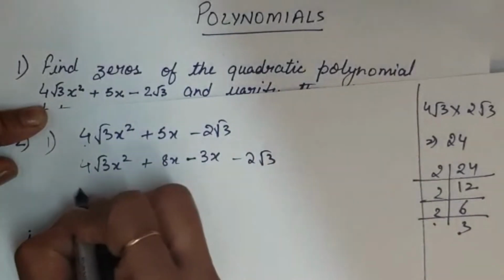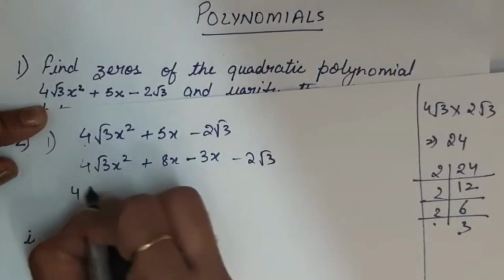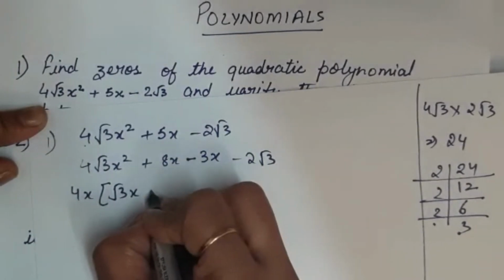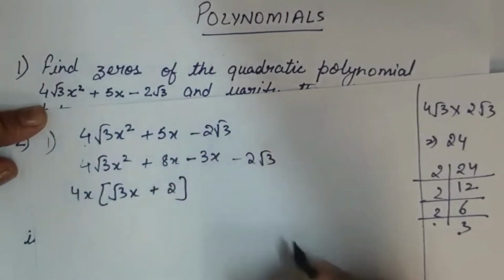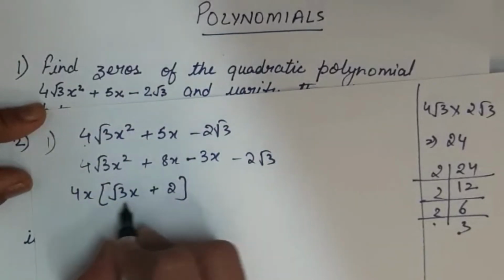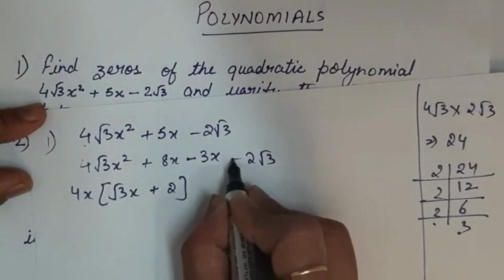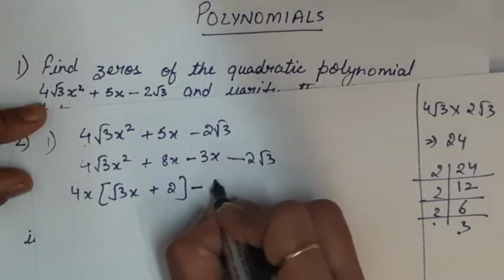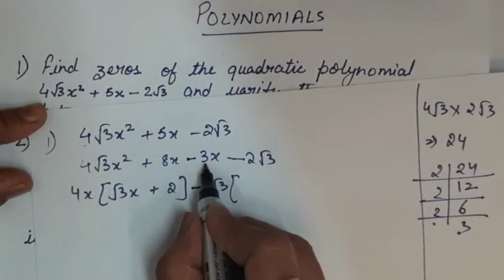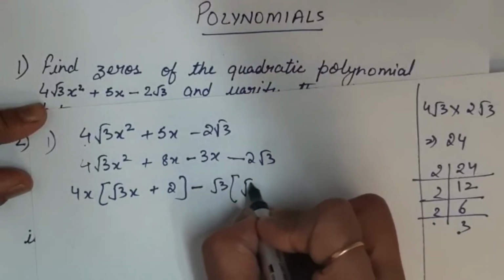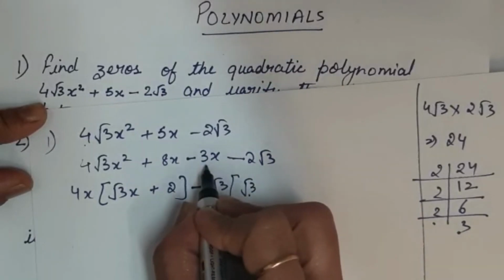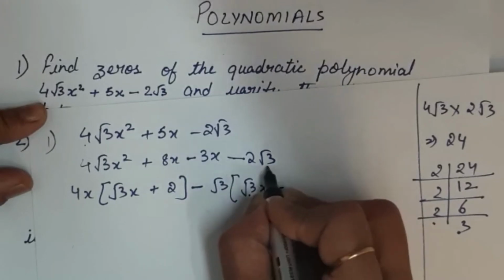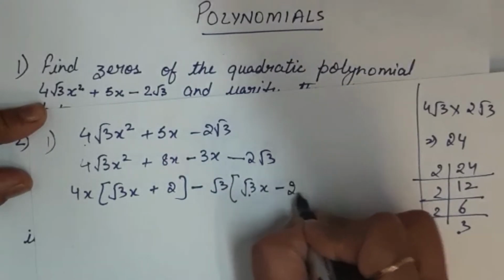Now take the common from here. It comes out to be 4 common and x common. So √3 is left, x is left, and plus 2 is left. Now see here, I have to make this same equation over here. So first of all, I have to take the common from here. Then √3 I have to take. If I take √3 from this 3, √3 is left because √3 multiplied by √3 is 3. So √3 is left, x is left, minus √3, only 2 is left.